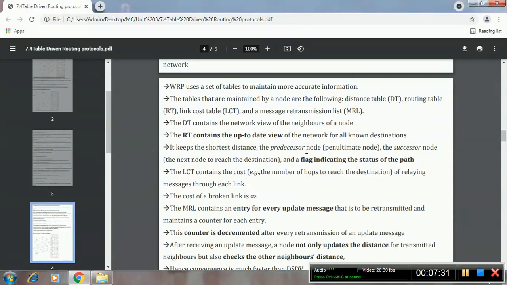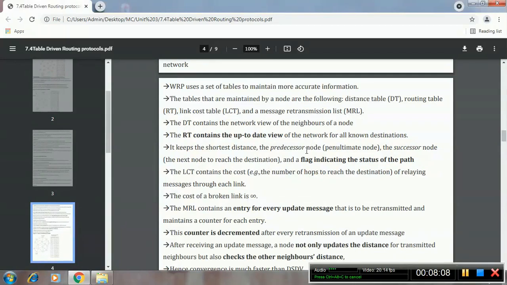The cost of a broken link: if there is no link, or if the link is going to be disconnected, then it is represented by the infinity symbol. The MRL, message retransmission list, contains an entry for every update message that is to be retransmitted and maintains a counter for each entry. For each and every entry it maintains a counter. Counter means how many times the same data has been retransmitted. That is called the message retransmission list.